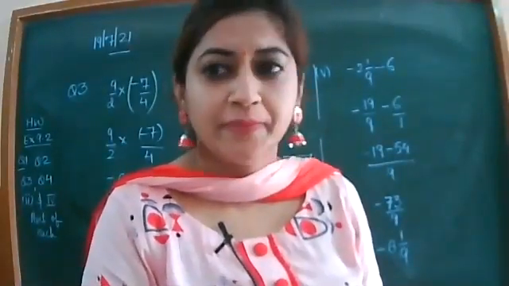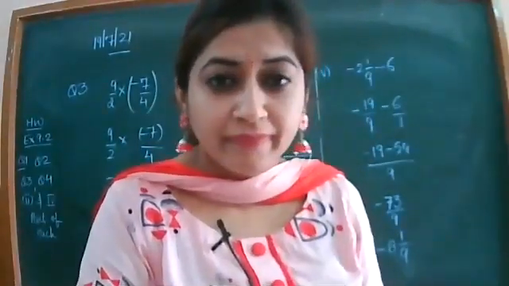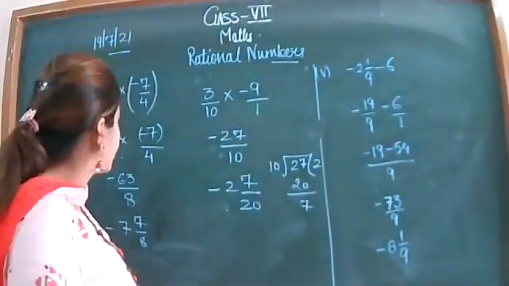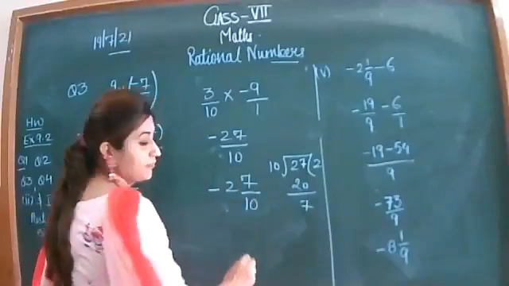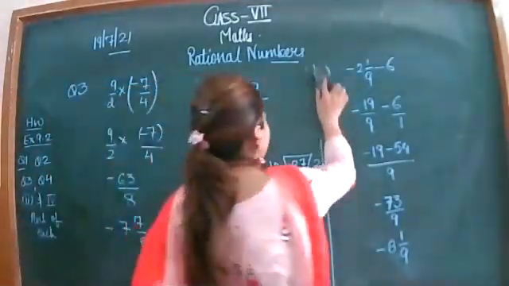Yes, Drishti. Ma'am, you wrote 7 by 20. Okay, 10. The denominator will be the same. Okay, thank you, beta.